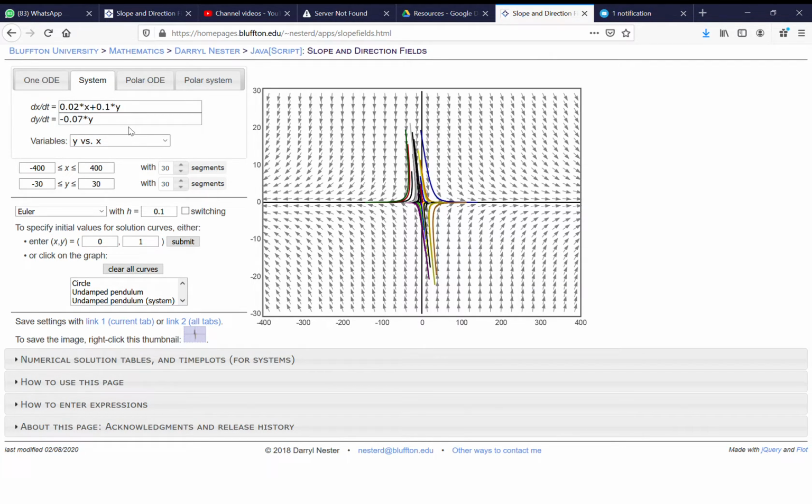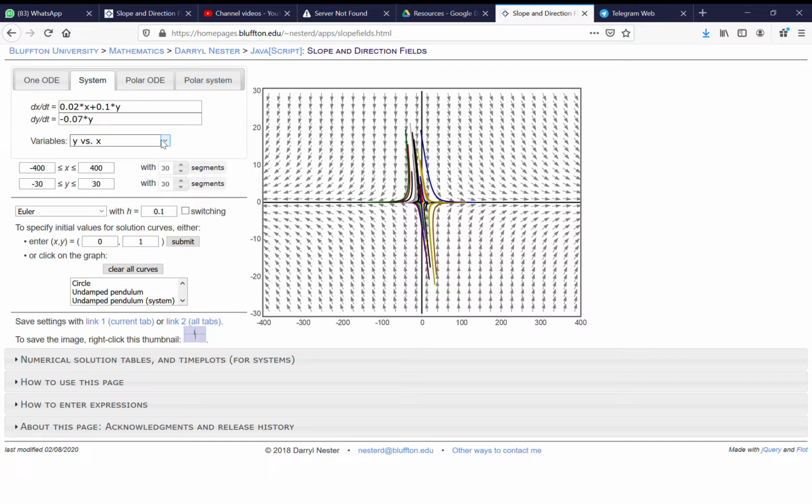So we have two equations. We have to type both equations here. For example, the first equation dx/dt, and then the second equation dy/dt. In this plotter we have to use x and y as the variables, which means the graph that we will sketch.